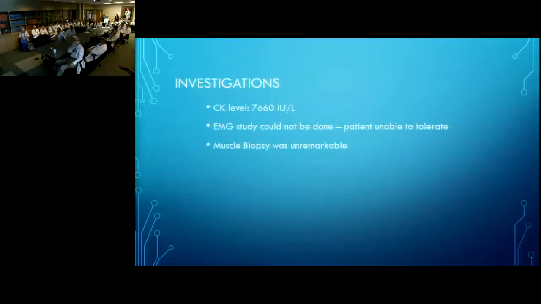So when I saw him in clinic, which was about 3 months after his most recent rhabdomyolysis, his CK level was still quite elevated, in the range of 7,000. He couldn't tolerate an EMG study. He just couldn't do it. So we stopped it after nerve conduction studies, which were pretty much normal. So we proceeded with a muscle biopsy. But the initial evaluation of the biopsy was negative.